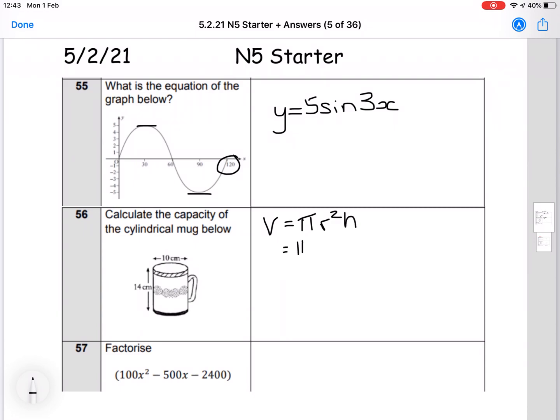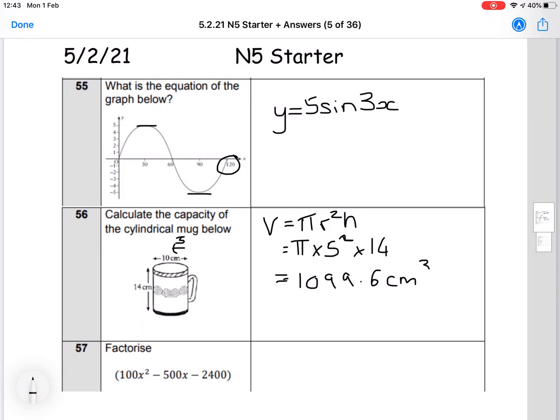So we would put in here pi times your radius is only halfway across. So if that measurement right the way across that shape there is 10, our radius would be 5. So 5 squared. And then our height is 14. And then you would just go ahead and put that into your calculator. So pi times 5 squared times 14 gives you 1099.6 centimetres cubed. If you were doing this with 3.14, I think you get 1099 exactly.